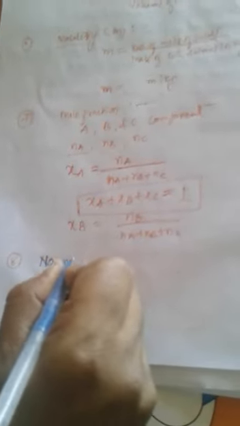Normality. You know that normality of a solution is the number of gram equivalents of the solute dissolved per liter of the solution. It is denoted by the letter N.